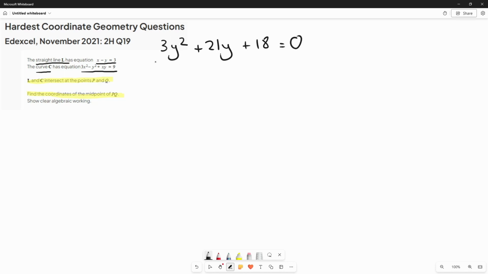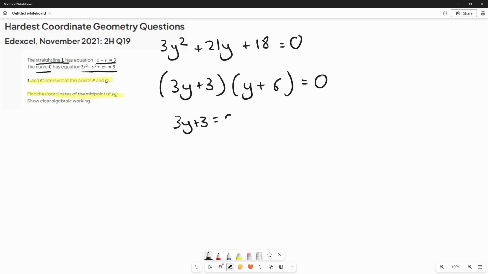The next thing we're going to do is find the points at which y equals 0, by factorizing this. If you factorize it, we get 3y plus 3 and y plus 6. If you expand these brackets, you get the top equation. 3y plus 3 equals 0, and y plus 6 equals 0. So y equals minus 1, and y equals minus 6.